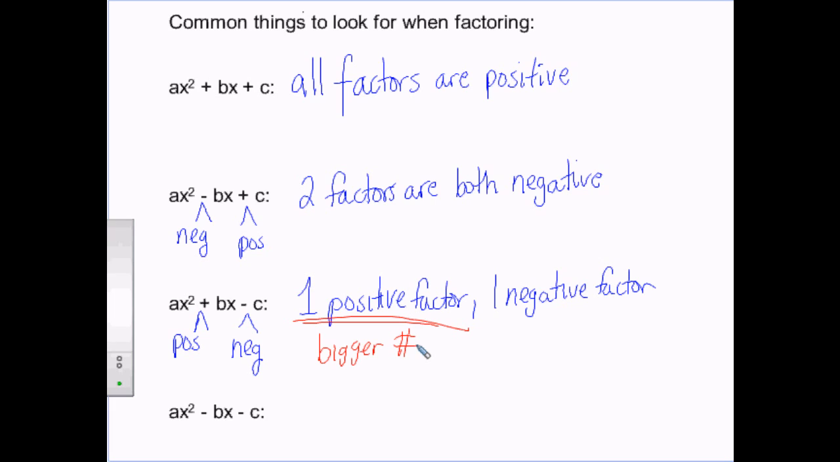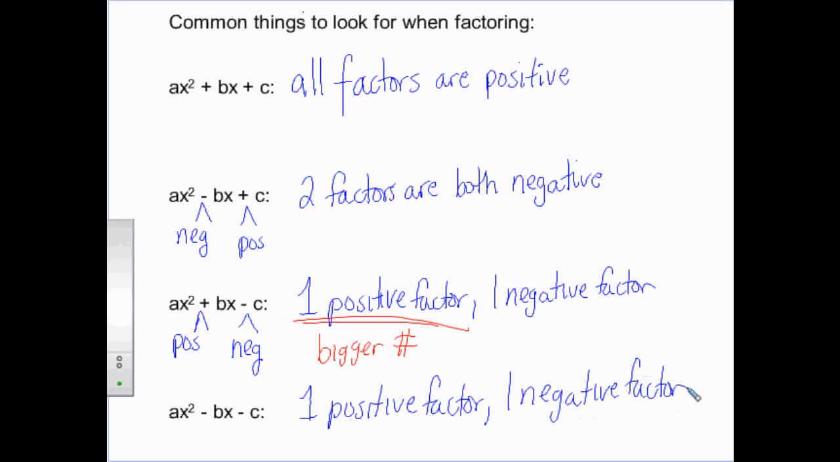Because this plus in the middle tells us that the positive factor is going to be bigger than the negative factor. And then if you have 2 negatives, you're going to have 1 positive, 1 negative, but your negative factor is going to be the bigger number. And I'm saying bigger, not greater, because a positive is always greater than a negative, but a negative 10 versus a positive 3, I'm saying 10 is bigger than 3. That makes sense?